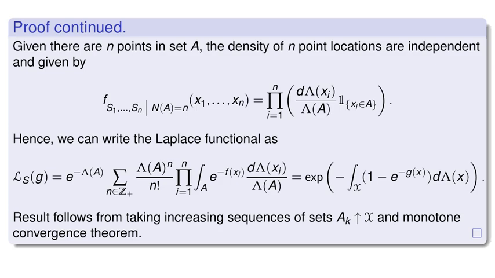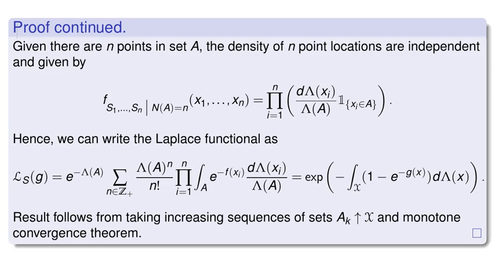Hence, we can write the Laplace functional L_S of g as e to the power minus λ(A) times the sum over n in Z plus of λ(A) to the n over n factorial times the product from i equals 1 to n of the integral over A of e to the power minus f(xi) dλ(xi) over λ(A).